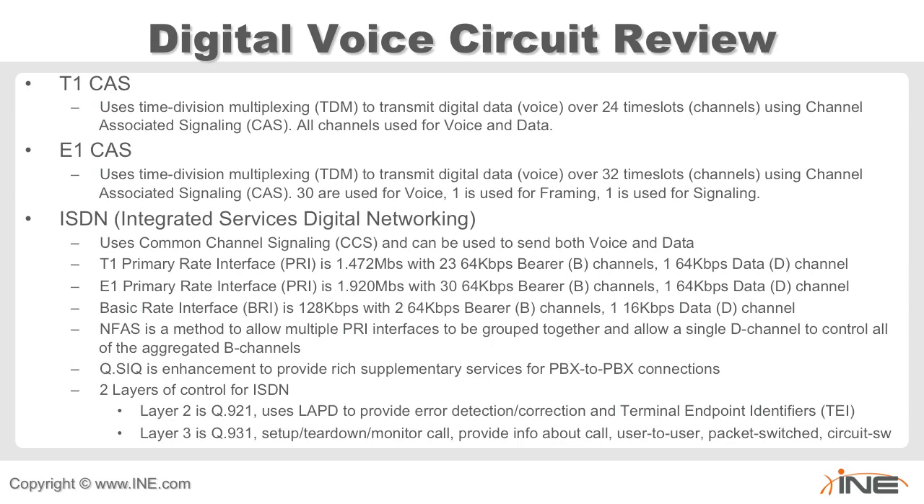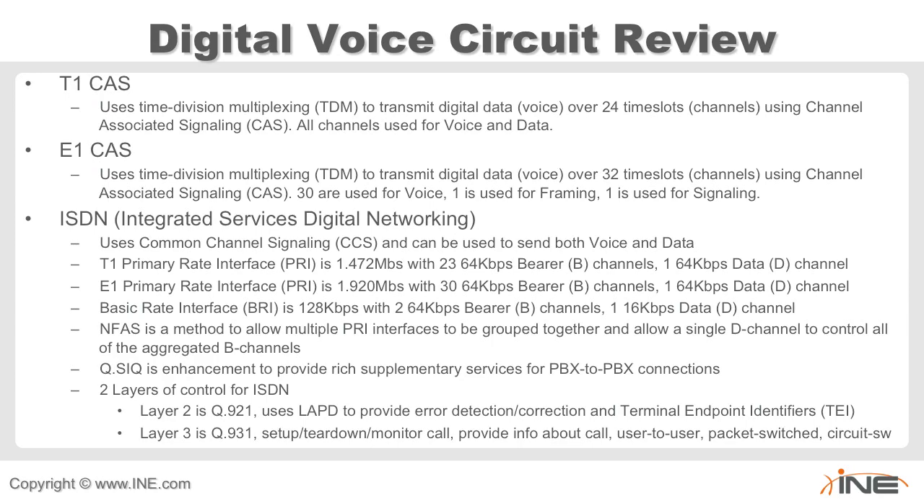E1 CAS uses time division multiplexing, or TDM, to transmit voice or digital data over 32 time slots using channel-associated signaling. However, only 30 of those 32 are used for actual voice, 1 is used for framing, and 1 is used for signaling. So E1 is quite a bit different than a T1. It's not just that it has more channels.